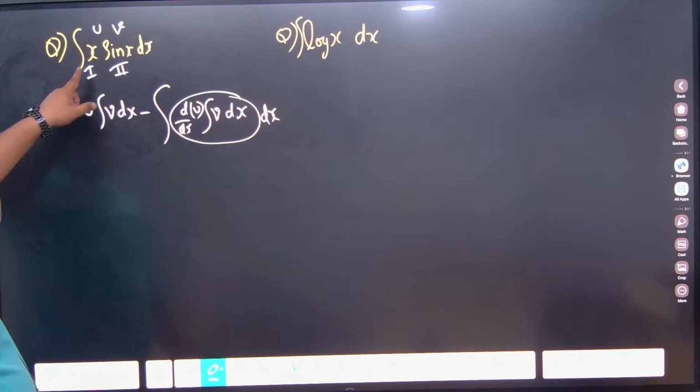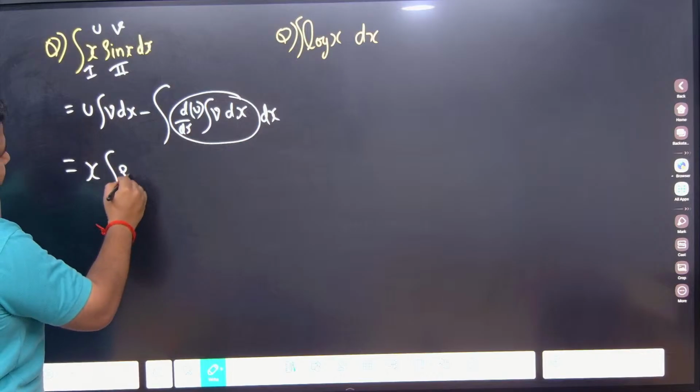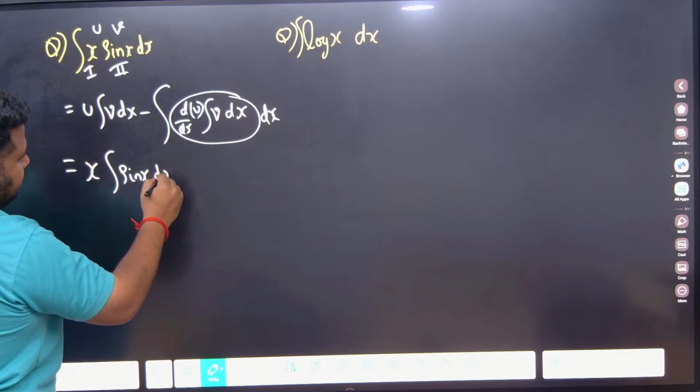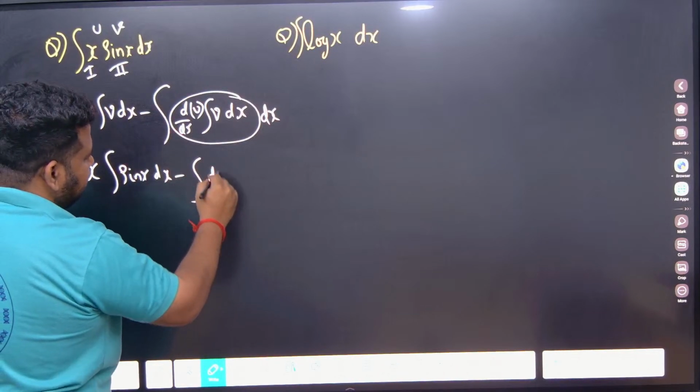So what is the first function? Keep it as it is, so that is x. Then integrate sin x dx, minus. Then the first function you differentiate, d by dx of x.